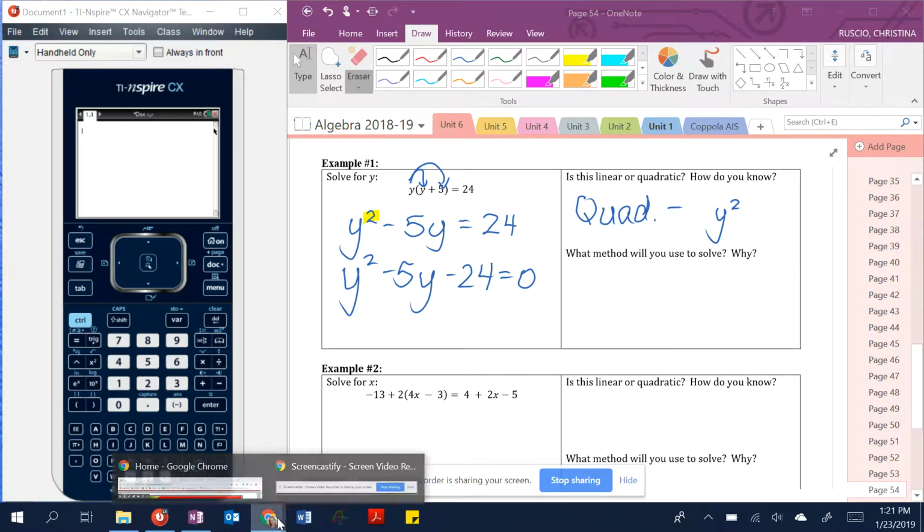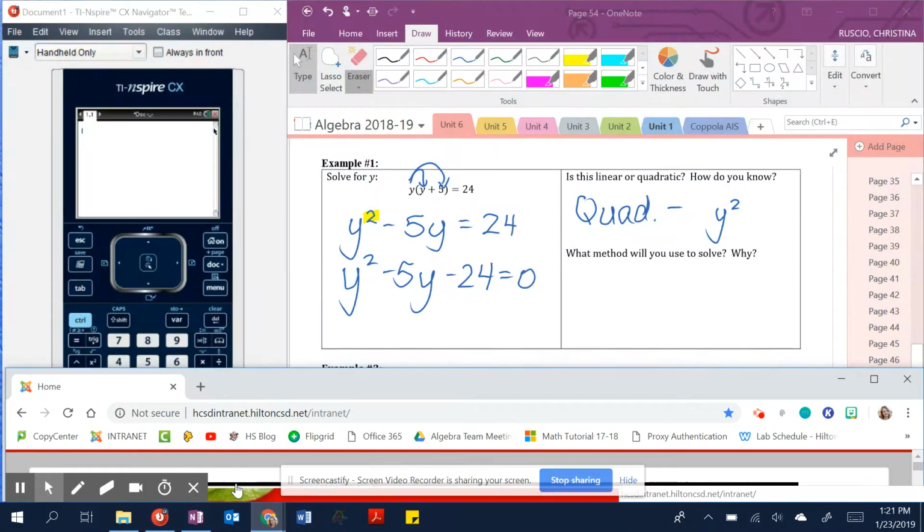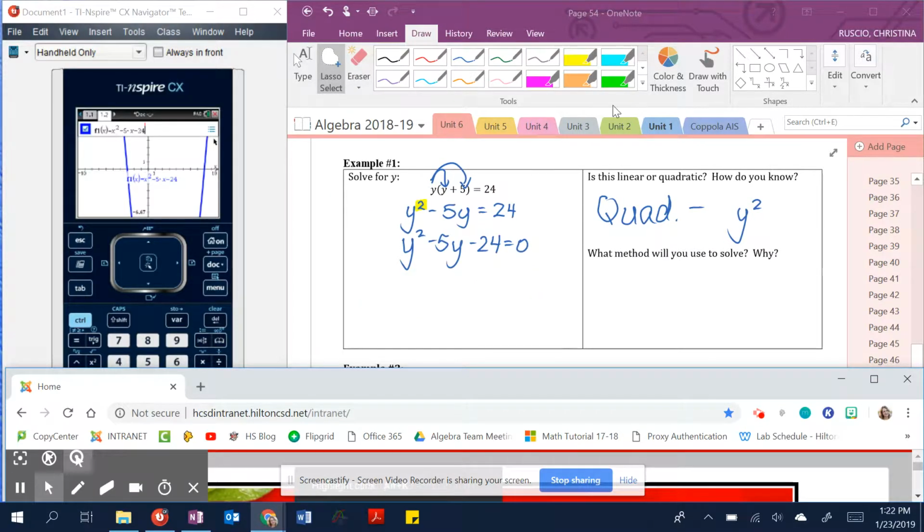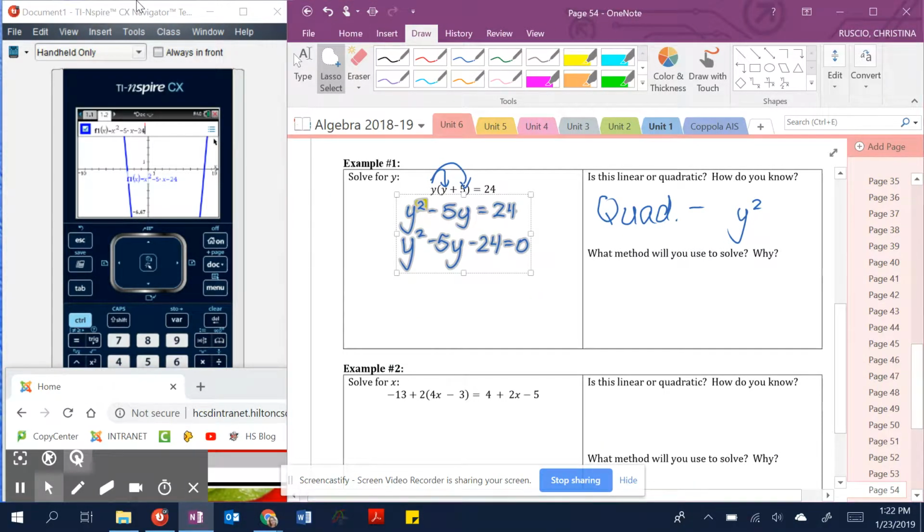All right, so right now what I'd like for you to do is graph it on your calculators. I'm going to do the same. All right, here she is. Now, why would I have you do that? Well, because I want to look at the roots, and I'm noticing that my roots are intersecting at integer points.